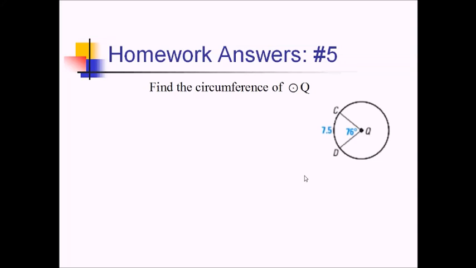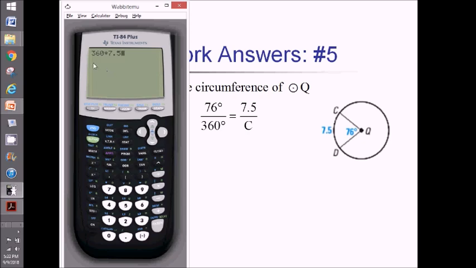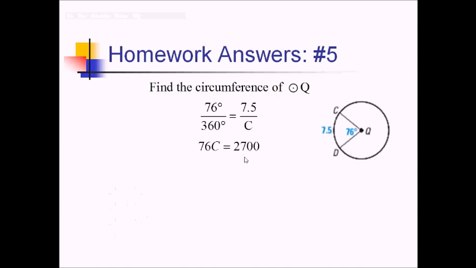For number 5, we want the circumference of this circle. We're given the central angle and the arc length. So we can set up a proportion pretty much right away. We'll do 76 over 360 equals 7.5 over, well, I'll call it C because we're looking for circumference here. Cross multiplying on this one, we have 76C equals whatever 360 times 7.5 is. My calculator is saying that that is 2,700, and I will take the calculator's word for that.